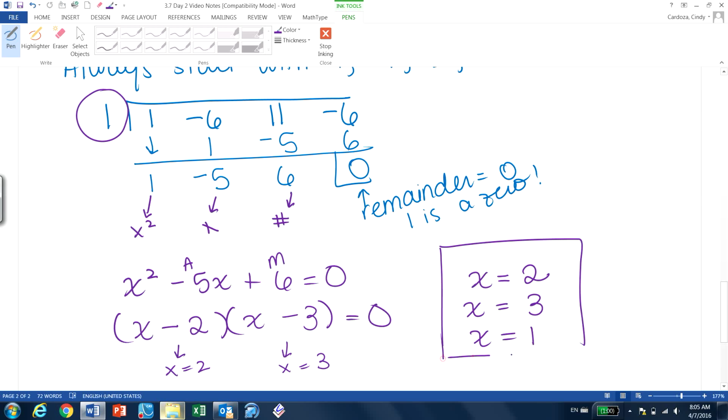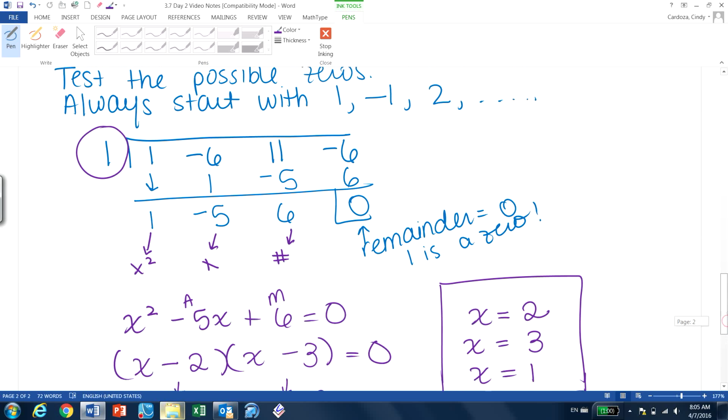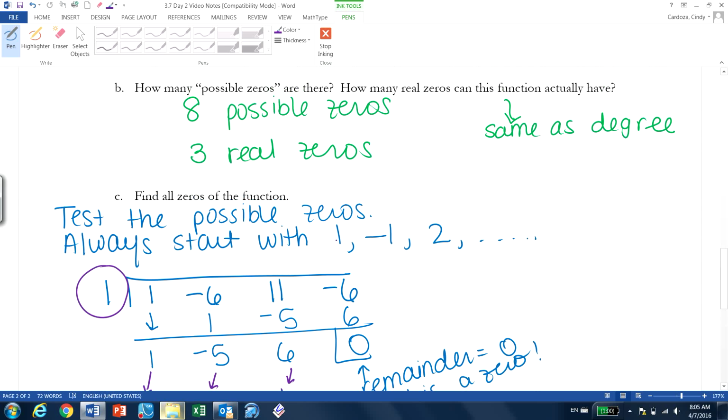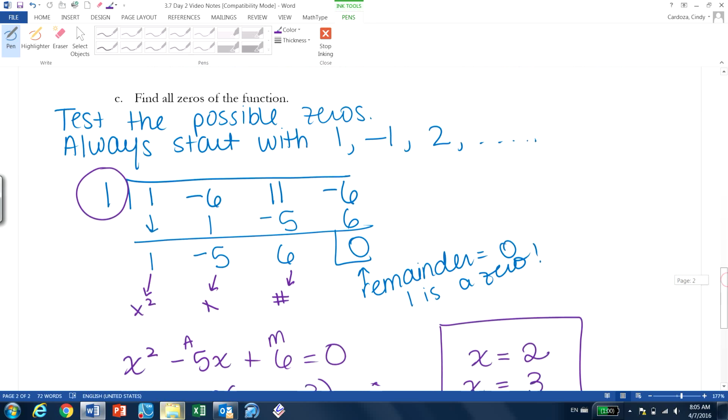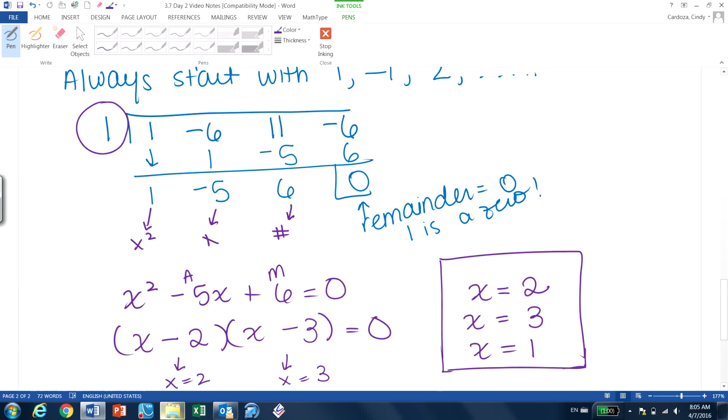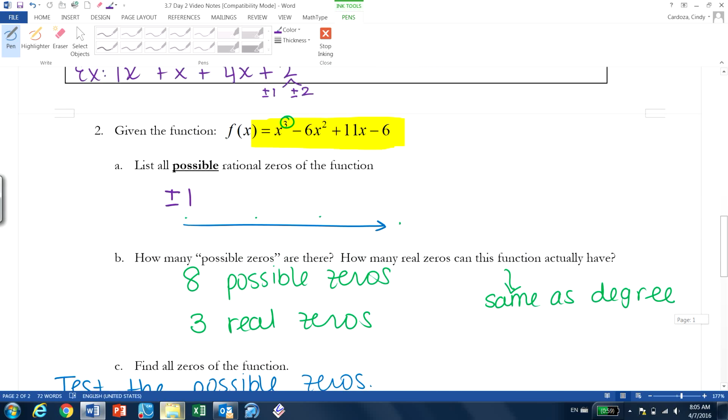So just summarizing, rational roots test: you list all the possibilities, you start testing, always start with 1. If 1 doesn't work, that's okay, go to negative 1, okay? And then once you test with synthetic division and find something that works, you're going to end up factoring or using the quadratic to find the other 2, okay? So make sure that you understand all of that.